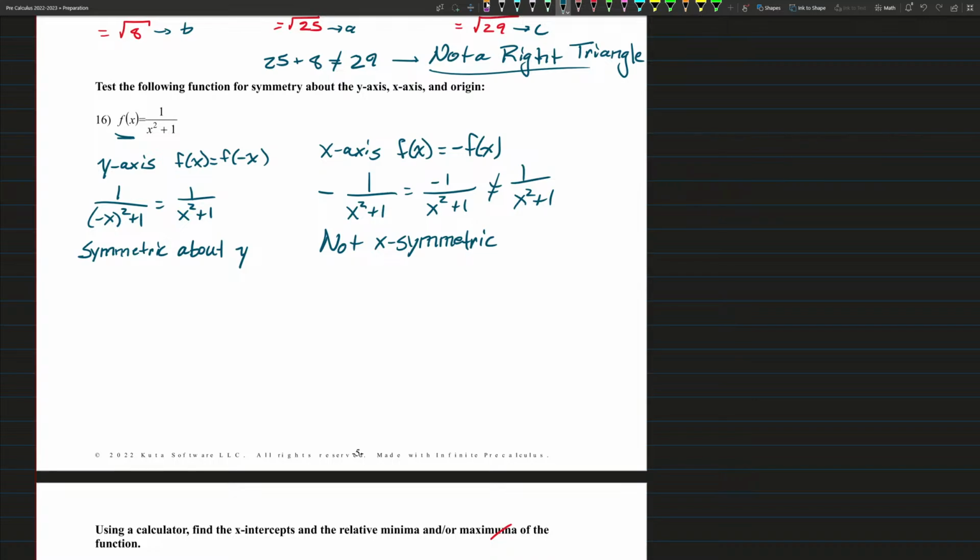But we can also test that. So origin, we are testing if f of x is equal to negative f of negative x. So we get negative 1 over negative x squared plus 1, and that's still equal to negative 1 over x squared plus 1. So this is not y symmetric, or not origin symmetric, I'm sorry.